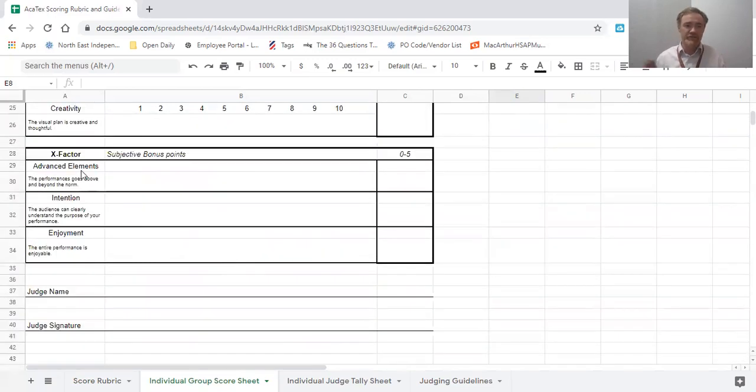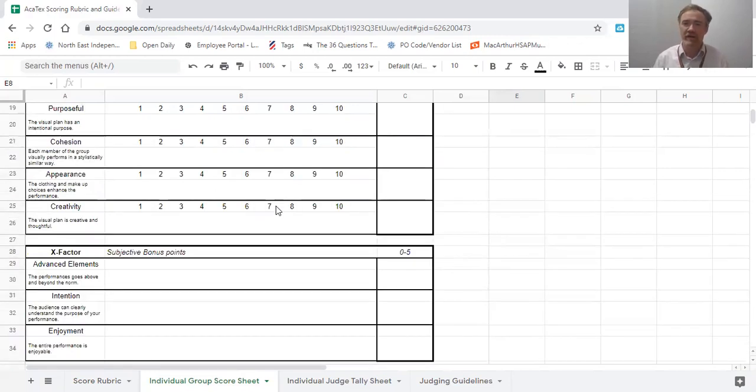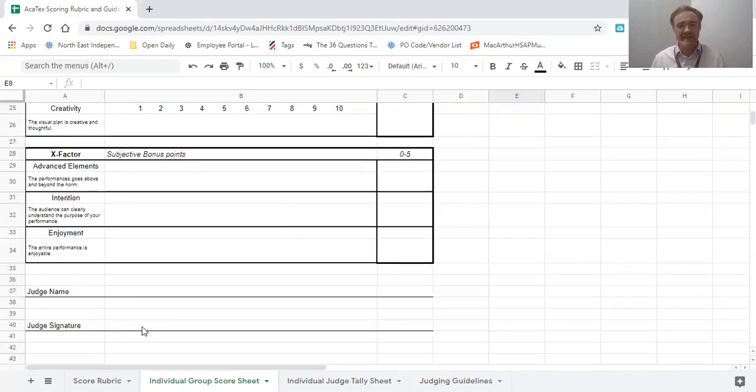Down here at the bottom are the subjective bonus points, the X factor. And I want you to tell us, what did they do or not do to earn those points? If they crafted a story and it was amazing and beautiful and you awarded them 3, tell them what they could have done to earn a 4 or a 5. If you don't earn them any points, tell them why. Please be honest. We want the groups to learn from this. I really want people to leave this event with the knowledge of how to grow wherever they are in their year or in their group's lifetime. I want the group to grow from this event. And then at the bottom, the judge would give their name and sign.